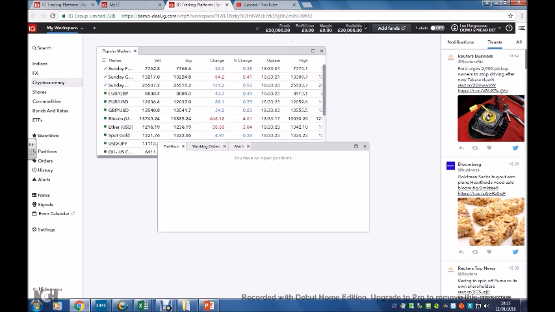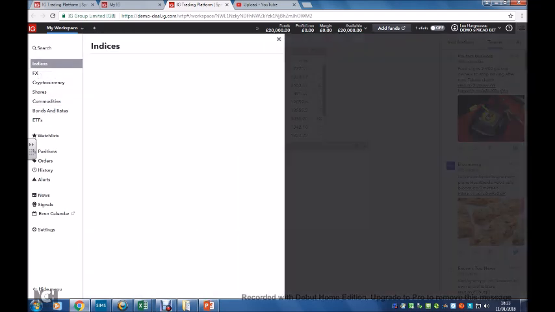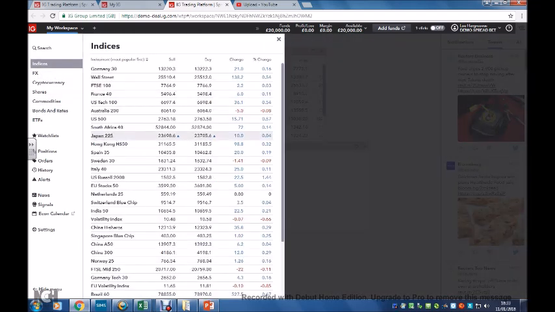So if we look down the left hand side, we can see all the different options that we have. We've got indices, which are basically the stock markets, FX, which is the foreign exchange market, cryptocurrencies, shares, individual ones, commodities, bonds and rates, ETFs, etc. Some of those you'll have heard of before, some of those you might not have. So if we click on the indices section, which is the stock markets themselves, we could basically buy and sell the actual stock market, or we can go to an individual share.